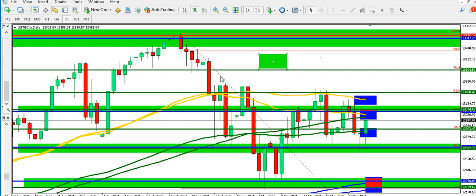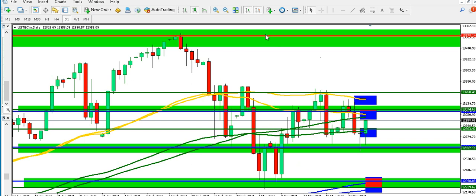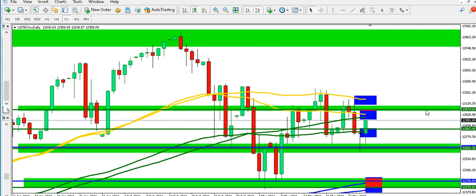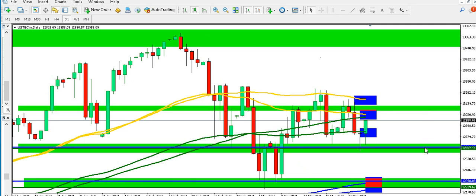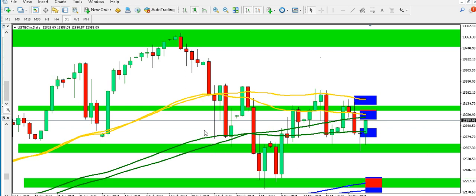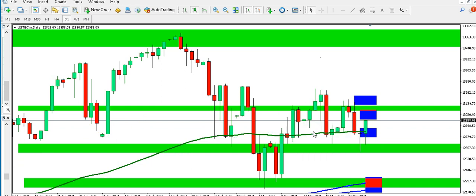All right, so that's that. Now that I have the shapes mapping out my zones, I'm going to remove all the horizontal lines so that the chart can be neat. Right, then I also remove the moving averages. I needed the moving averages to identify my resistance and support zones, and that has been done, so I don't need them anymore. So I'm just going to remove them.